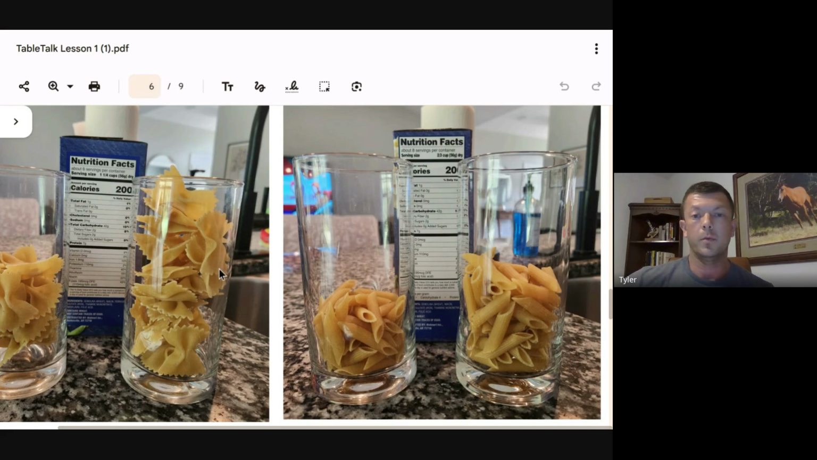So again, we have to pay attention to serving sizes and be very aware of how much food we are intaking, because on the bow tie in particular, if you measured that out in a measuring cup versus on a scale, there's potential you're eating twice as much as you think you are. And instead of 200 calories, you might actually be intaking 400 calories.